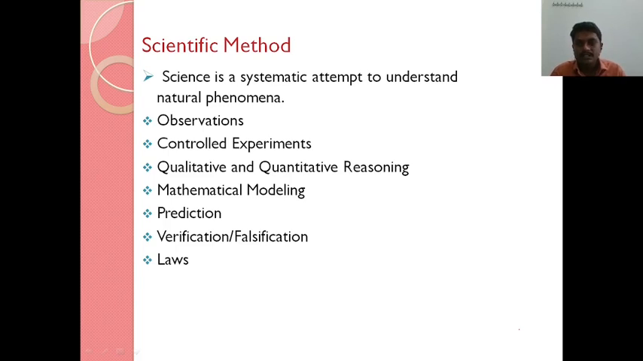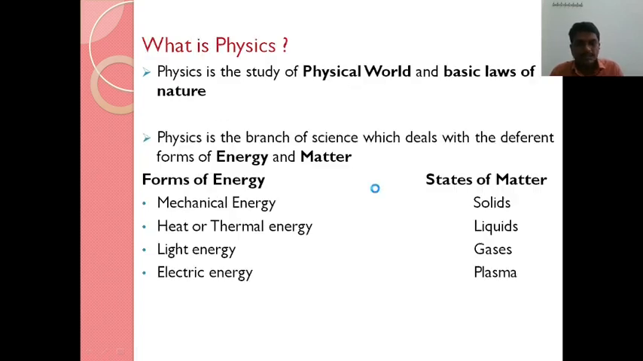Okay, and these are the steps that method includes: observations, controlled experiments, qualitative and quantitative reasoning, nothing but analysis, mathematical formulas, prediction. If the prediction is correct, it becomes verified, or else it is falsified. When it is verified, it becomes a law. When it is not verified, it remains a hypothesis only.